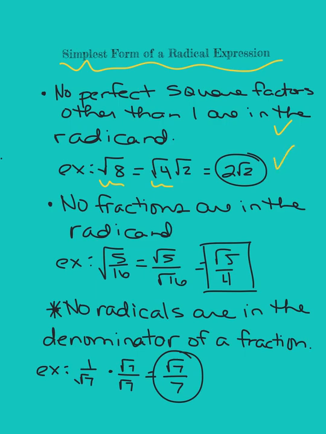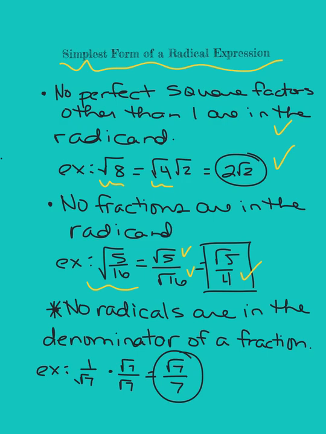The other thing is we don't want fractions in our radicand. So for instance, if I have the square root of 5 over 16, I want to split that into 2 radicals. And square root of 5 can't be simplified, so that's going to stay as is. But the square root of 16 is simplified to 4. So my final answer there is going to be the square root of 5 over 4.